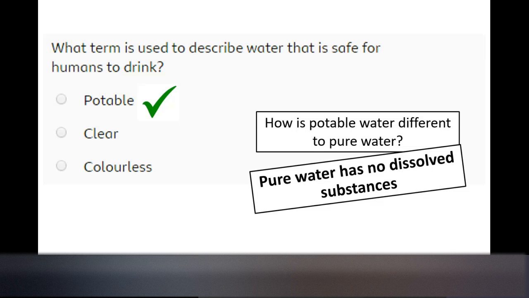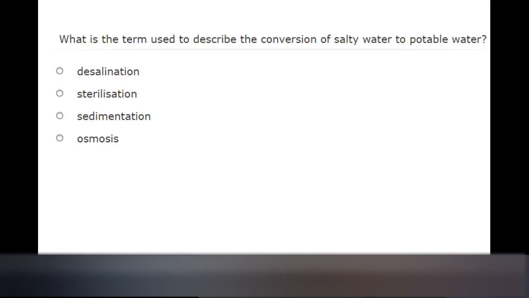So we'll move on to the next question. What is the term used to describe the conversion of salty water to potable water? 1, 2, 3, or 4. Desalination, sterilization, sedimentation, or osmosis?